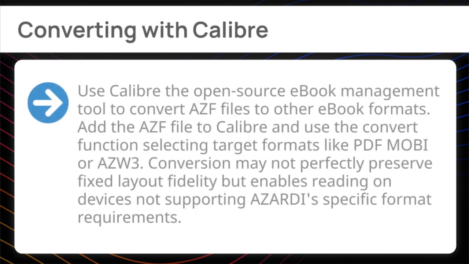Finally, converting with Calibre. Use Calibre, the open-source ebook management tool, to convert AZF files to other ebook formats. Add the AZF file to Calibre and use the convert function selecting target formats like PDF, MOBI or AZW3. Conversion may not perfectly preserve fixed layout fidelity, but enables reading on devices not supporting AZARDI's specific format requirements.